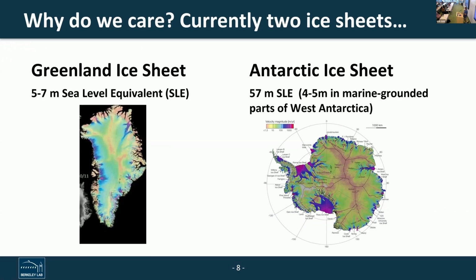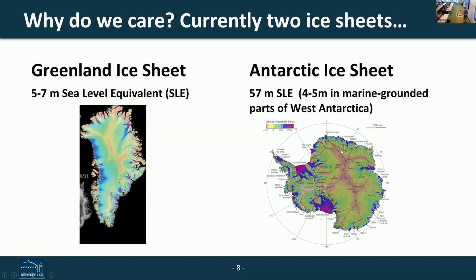There are currently two ice sheets on the planet. The Greenland ice sheet has 5 to 7 meters of sea level equivalent. That means that if all the ice in Greenland melted, you'd have 5 to 7 meters of sea level rise. The Antarctic ice sheet actually contains enough ice to raise sea levels by 57 meters. Now, no one's expecting that's going to happen, but what we are worried about is that there's 45 meters of sea level rise contained in the vulnerable sections of West Antarctica.